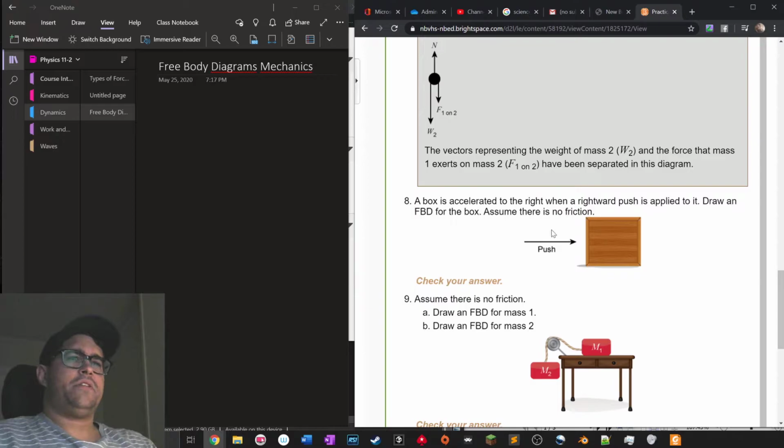A box is accelerated to the right when a rightward push is applied.